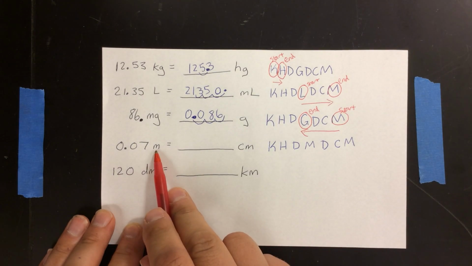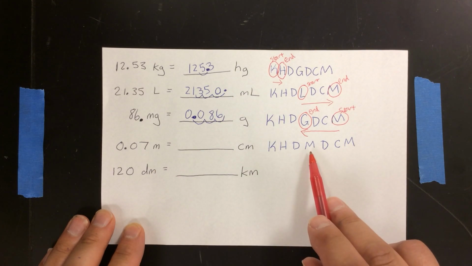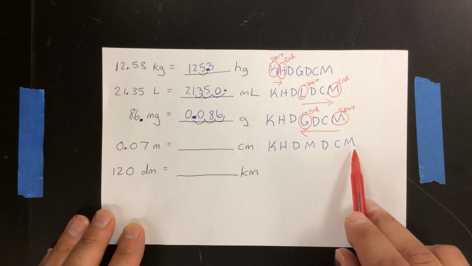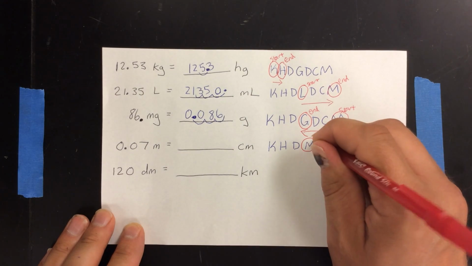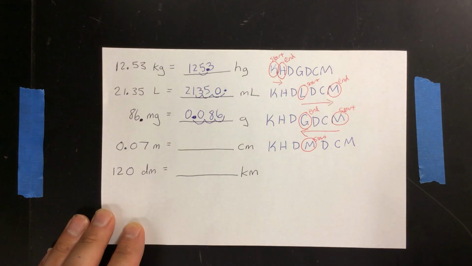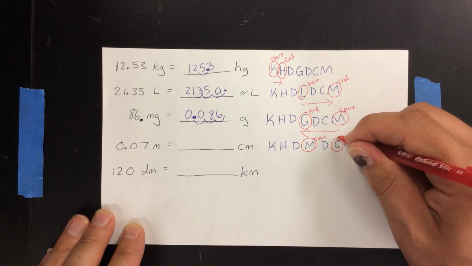So we're starting from M for meters. Keep in mind there are two M's here. The first M would represent the base unit, meters. This last M stands for millimeters. So we're going to start with the M for meters, and we're going to end with the C in centimeters.